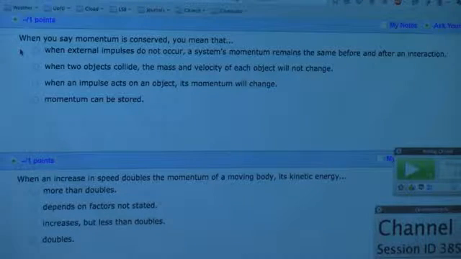Well, if you look at the others, it's a teaching lesson. When two objects collide, the mass and velocity of each object will not change. Well, that doesn't seem to make sense. Or at least not always. Usually they change.